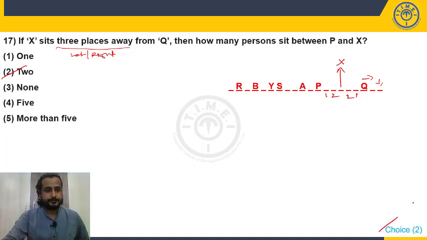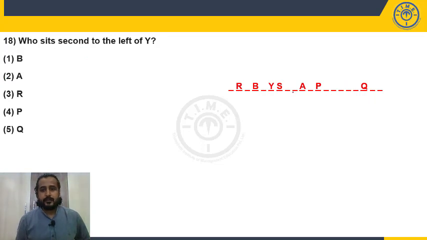Fine. Now, who sits second to the left of Y? Y is here and Y is facing north. So first left, second left. Who is there? B. So choice 1. Okay, move ahead.